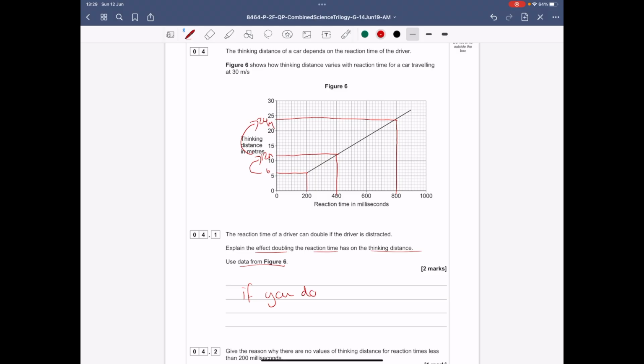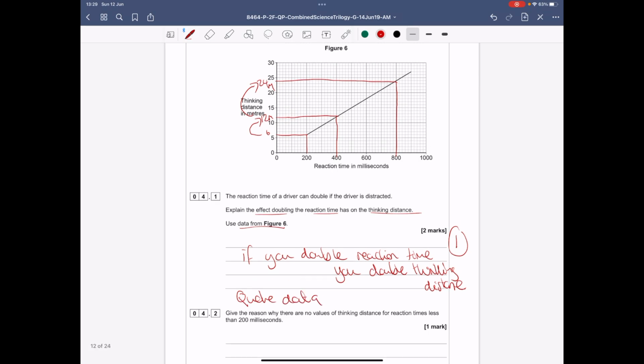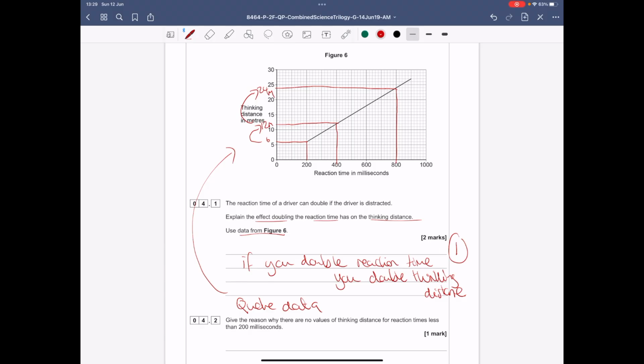If you double reaction time, you double thinking distance. Okay, and then for the second mark, so that would get you 1 mark. For the second mark, you would have to quote data. So I might say from my examples here, e.g. at 200 milliseconds, it gives you 6 meters, and at 400 milliseconds, it gave me 12 meters. So just quote some data from your graph there to support what you said.